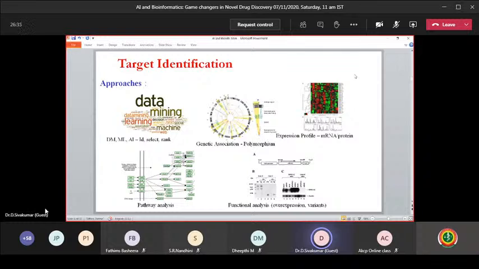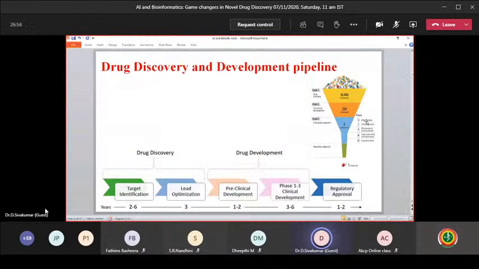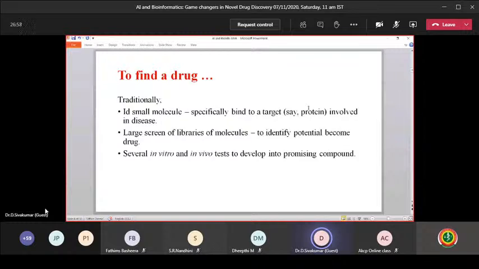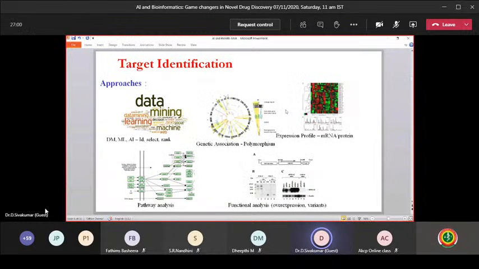Then the pathway analysis. Almost all the drugs available on earth as of now have side effects. There is no single drug available as of now that has zero side effects. Every drug has some side effects. Why? Because we are not specific. Our drugs are not specific only to the binding protein. We said here we are identifying the target protein. But whether the drug is going to bind to the specific protein, the answer is no.